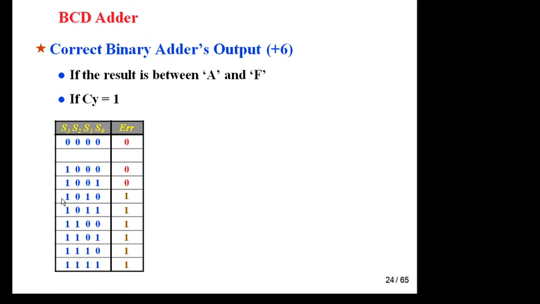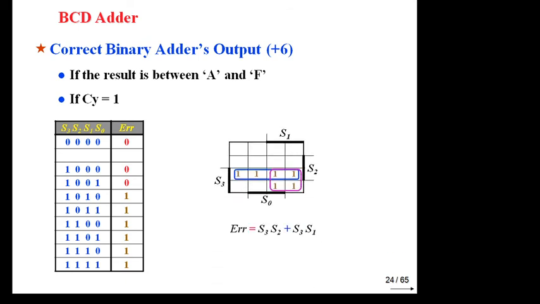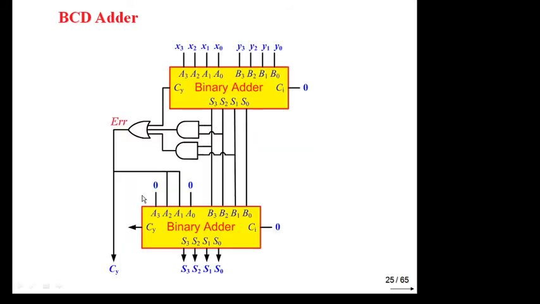But after 9, from 9 to 15, we are adding 6, so this is 1 1 1 1. You can solve this by using K-map. There are 2 quads: S3 S2 plus S3 S1. Now you have to draw the final circuit. This is your final circuit.